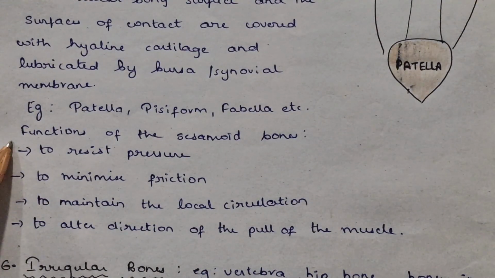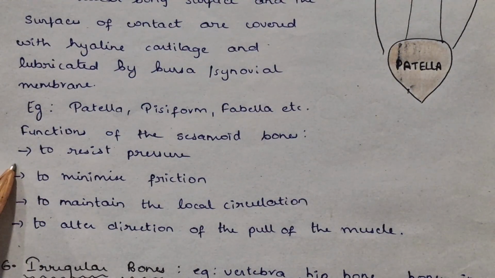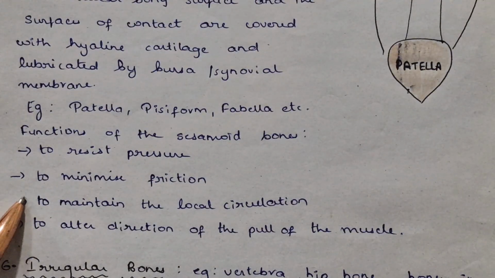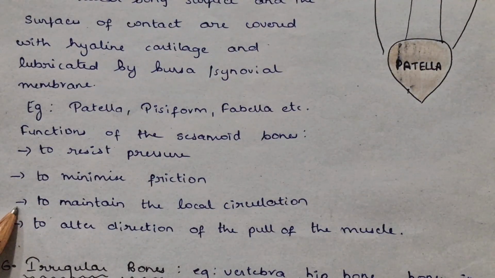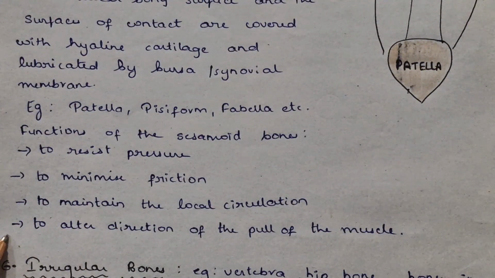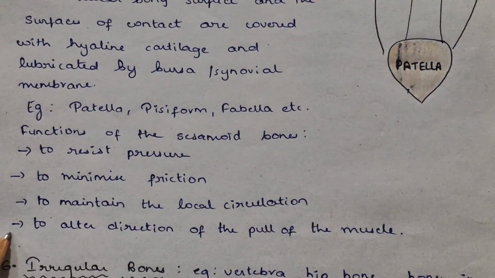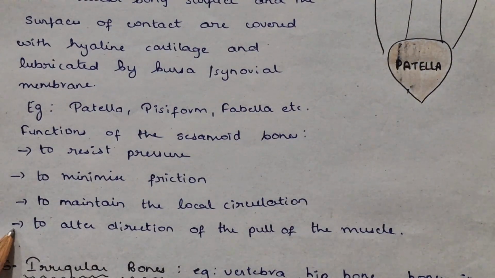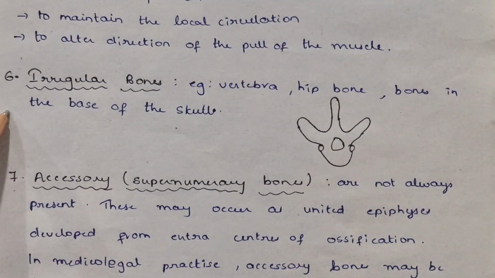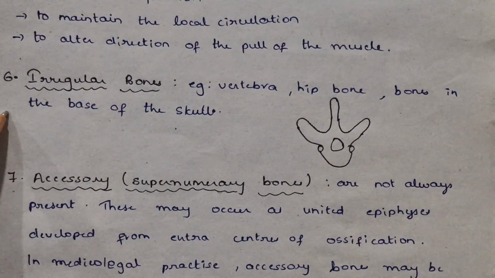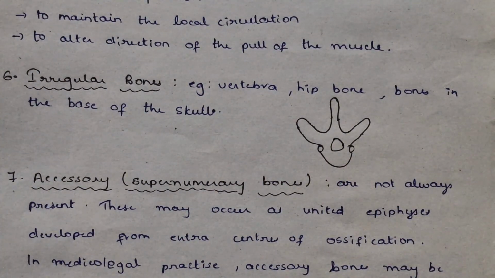Functions of the sesamoid bone: they resist pressure to minimize friction, to maintain the local circulation, and to alter the direction of the pull of the muscle. The sixth one is irregular bones, for example, vertebra, hip bone, bones in the base of the skull.